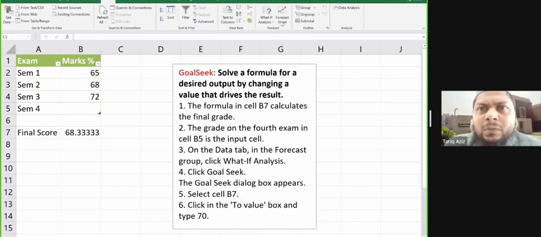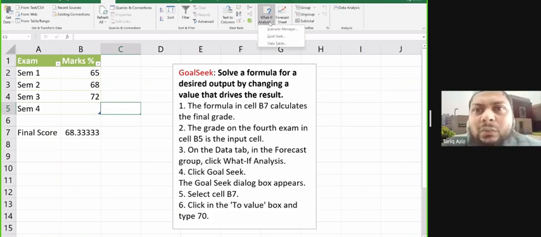Here, under this box, that is forecast, two options are coming: forecast sheet and what if analysis. Under the what if analysis, we have three options: scenario manager, goal seek, and data table. So first, let us see how goal seek can be used.